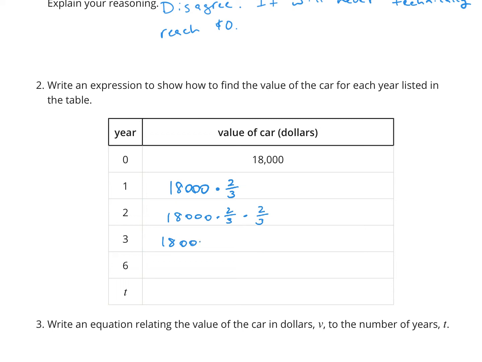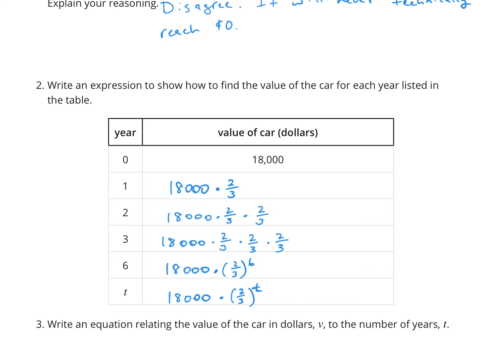Year 3, you're going to be multiplying by 2/3 3 times. Year 6, you guessed it, you're going to be multiplying it by 2/3 6 times, but instead of writing 2/3 6 times, I'm just going to write it as 2/3 to the 6th power. So any given year, I would calculate that by doing 18,000 times 2/3 to whatever year, so to t years.